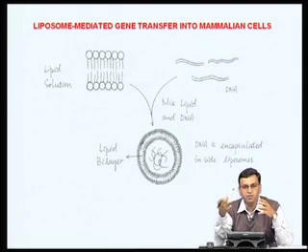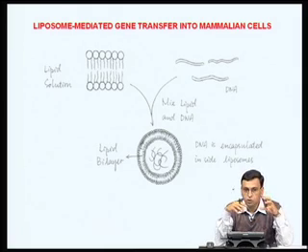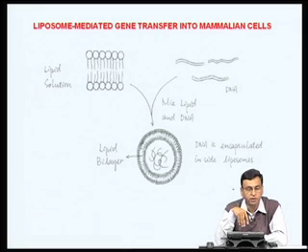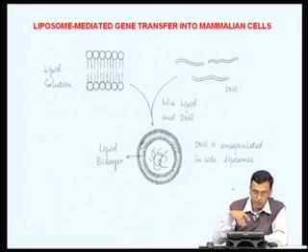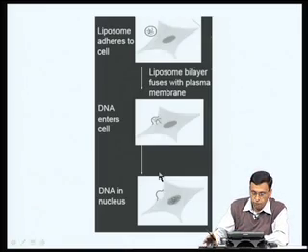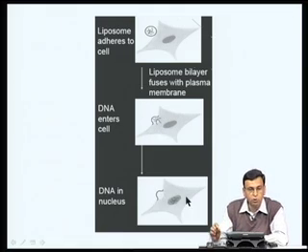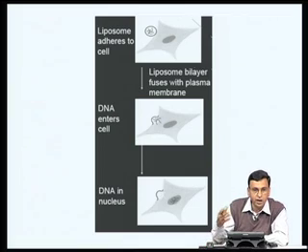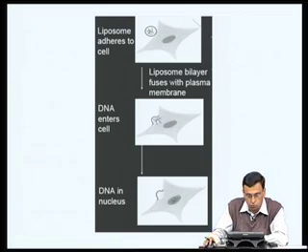When you mix your DNA with these positively charged lipids, the positively charged head of the cationic lipid now binds to the DNA and they form a neutral lipid particle, which is now efficiently taken up by the mammalian cells. This is what happens: the liposomes adhere to the cell membrane and the lipids fuse with the cell membrane, and the DNA gets inside. Therefore, the DNA goes inside the nucleus and the DNA of interest gets transcribed. This is how cationic lipids and liposomes can be used for introducing your genes.